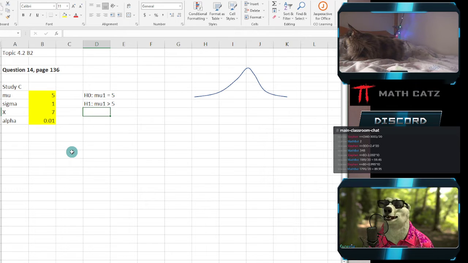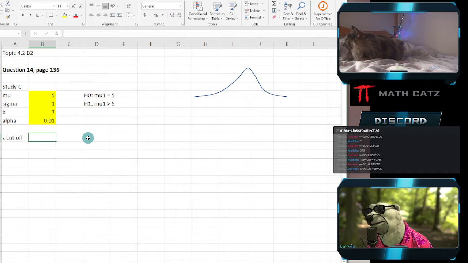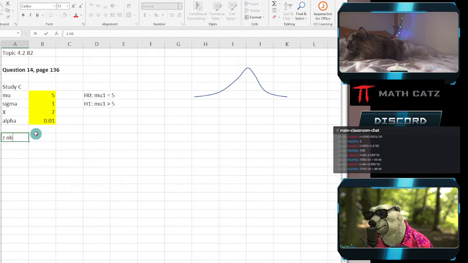Now we're not working through writing down all the steps of the hypothesis testing procedure. We're going to get to that a lot. Right now it's just the logic and the thinking behind it. So first I want my z cutoff. Let's write it like that. And what does that mean? Well, actually, let me do the observed one first, because we have the information right here.